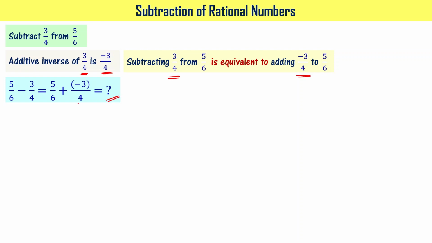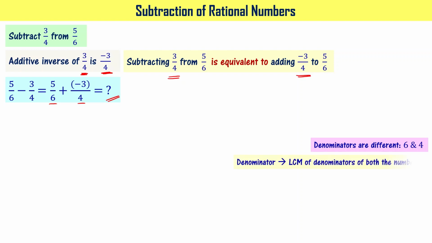As you see here, the denominators are not the same. In the earlier case, the denominators are the same. In an addition problem, we look at the denominators first. So since the denominators are different, we have to get the LCM of the denominators of both the numbers. Meaning we have to get the LCM of 6 and 4.